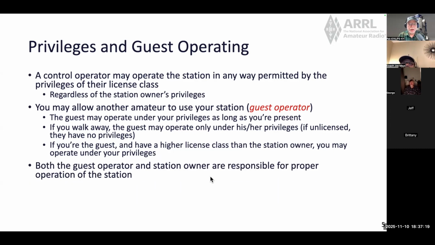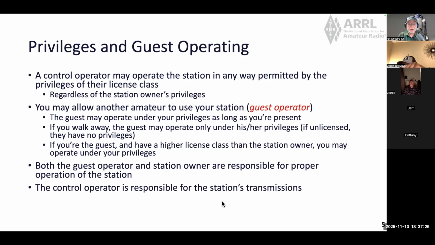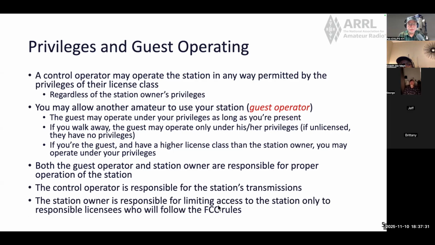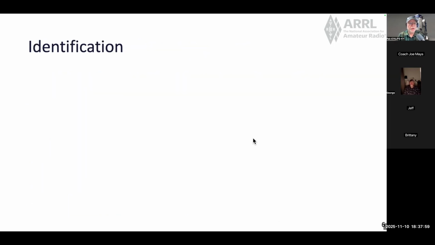Both the guest operator and station owner are responsible for proper operation of the station. The control operator is responsible for the station's transmissions. The station owner is responsible for limiting access to the station only to responsible licensees who will follow the FCC rules. So you have to make sure you don't leave your radio, like if you're in a park. One, you wouldn't want to leave your radio unattended because somebody might steal it. But the other thing is you don't want to leave a radio unattended for a non-licensed person to try to get on and operate. That would be a violation.